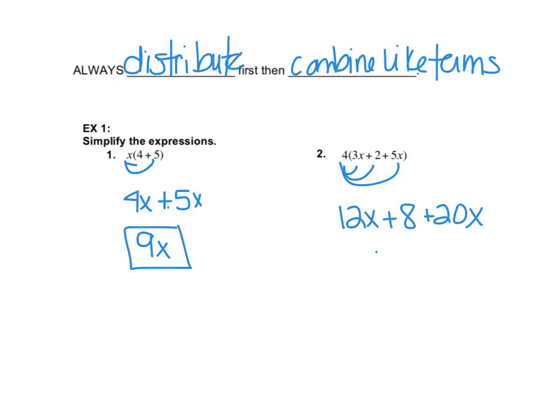All right, so now I've simplified this further, but I'm not done. Because if you'll notice, I have 12x and I have 20x, and so those can be combined further. When I add those together, I am going to get 32x. And then I'm going to have plus 8.